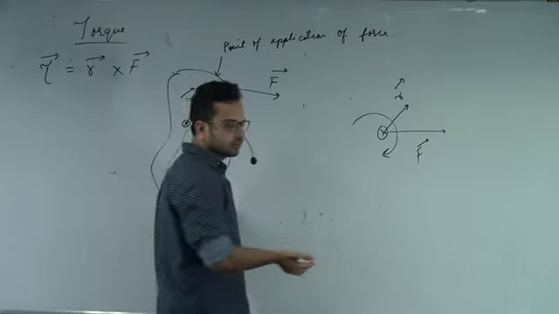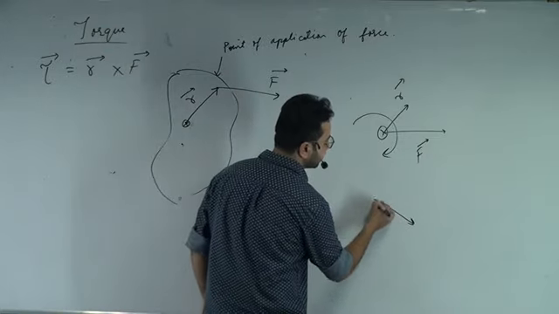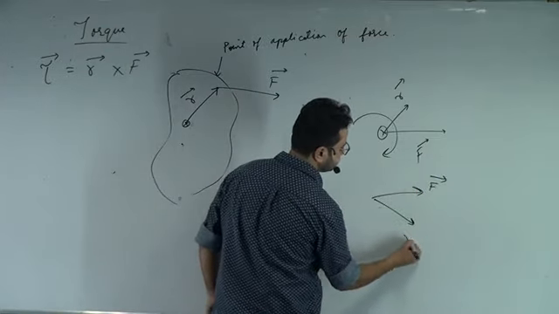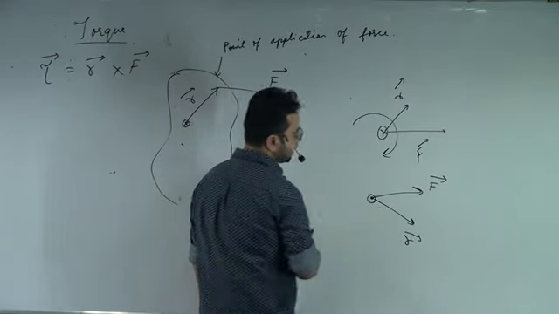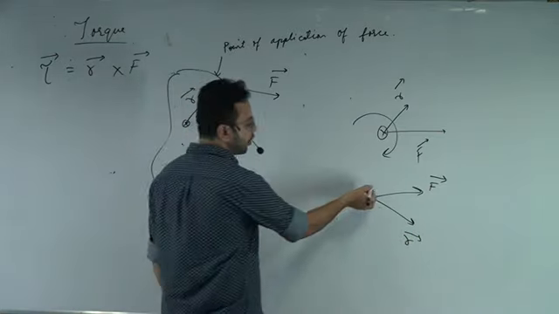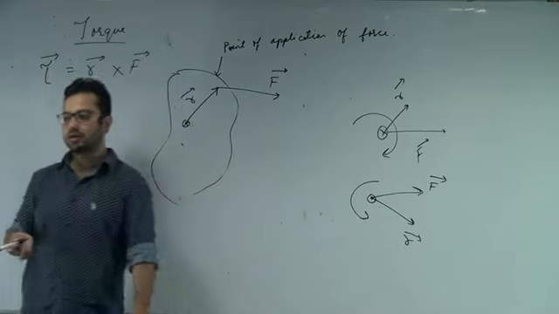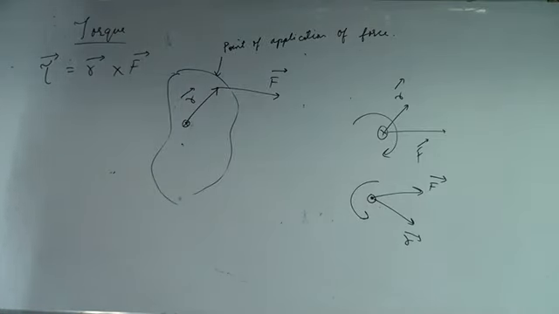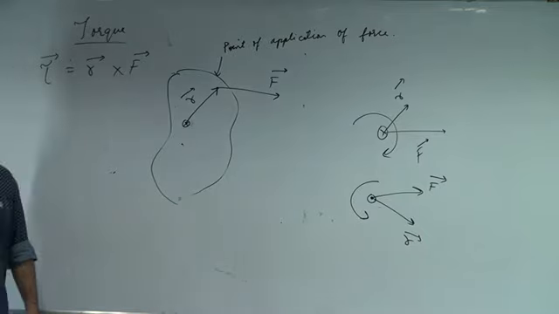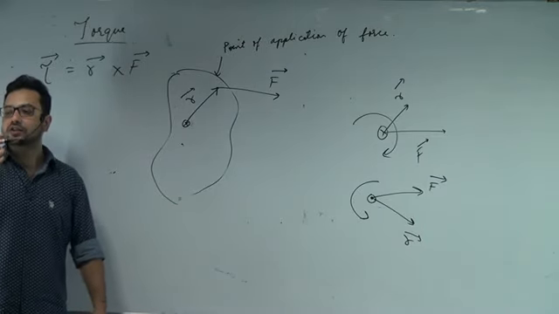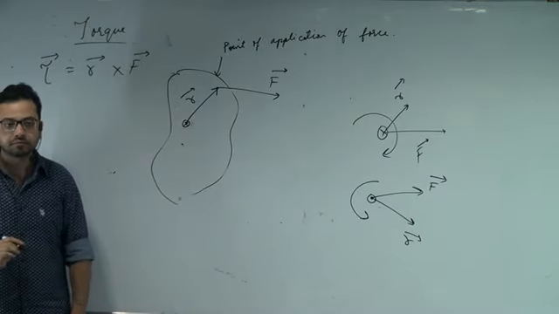You get that? Right. So if R is like this and F is like this, you will see that the torque is coming out. So the body is trying to rotate in the anti-clockwise direction. Is that correct? So you understand the sense of rotation and the direction of torque. Is that clear? Any problem?